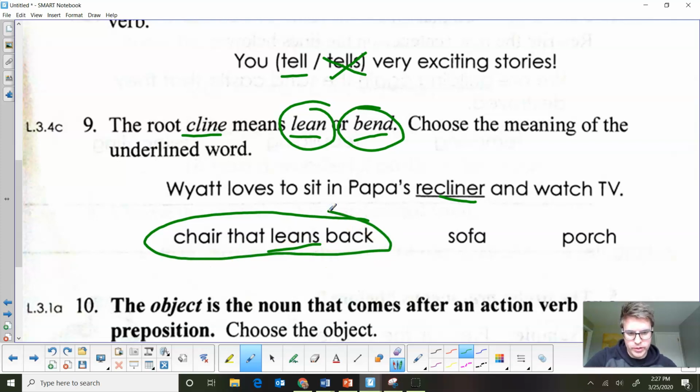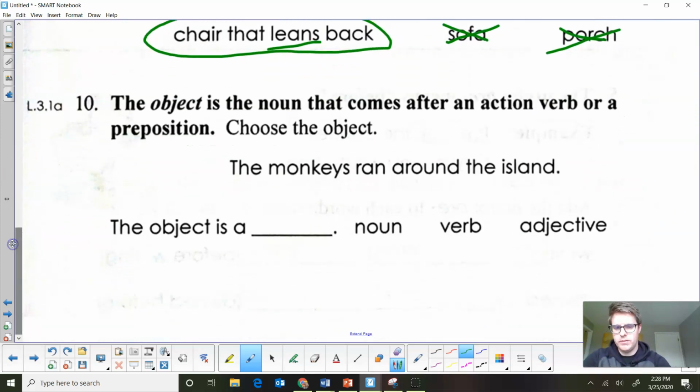Papa's sofa, well that could make sense, right, Sophie? But a sofa doesn't lean back, and this is a recliner, so that would be more like a couch, and definitely not a porch. All right, good work. So far, so good. Last one.